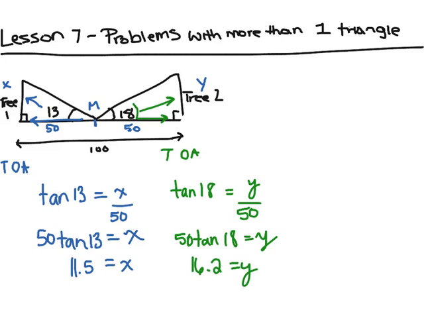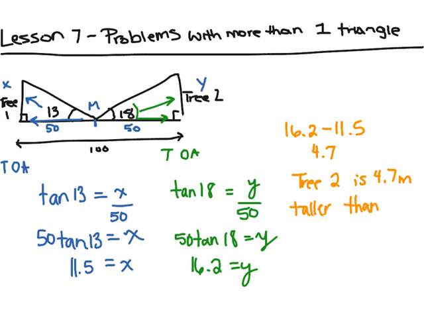Now we want to know the difference between the two, so we're going to subtract them. So 16.2 subtract 11.5 is 4.7. So tree 2 is 4.7 meters taller than tree 1.